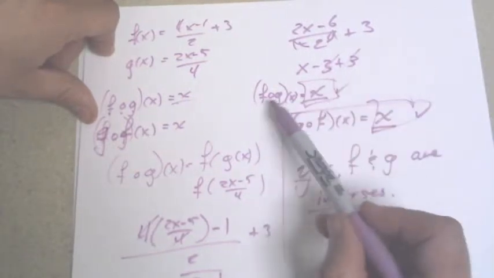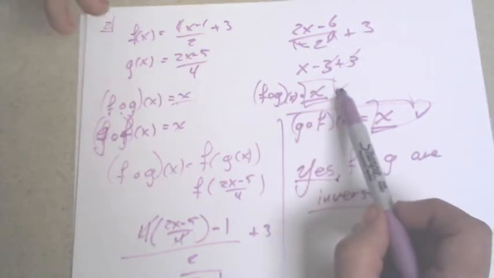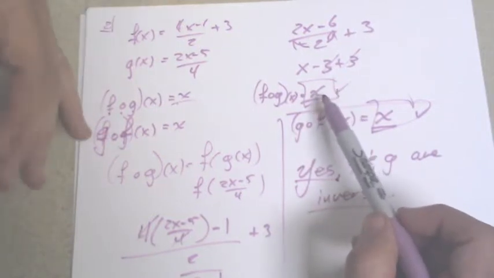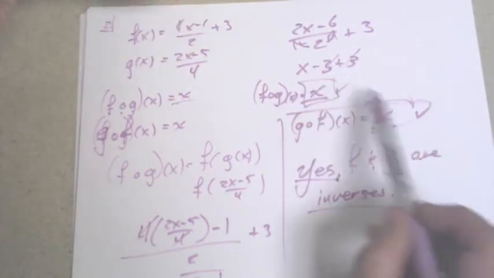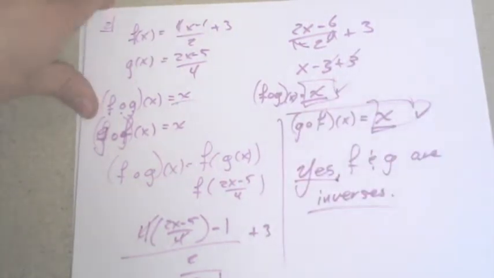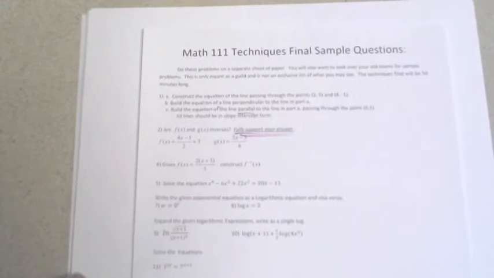By the way, if you find that one of these doesn't work, like if this ended up being x plus 5 or something, you don't have to check the other one. If one of them doesn't work, it doesn't matter what the other one does. They both have to be x for them to be inverses. Okay, so that's 2. Apparently there's no question 3.